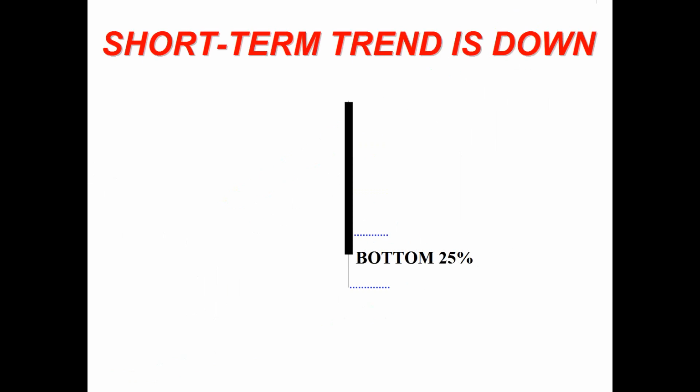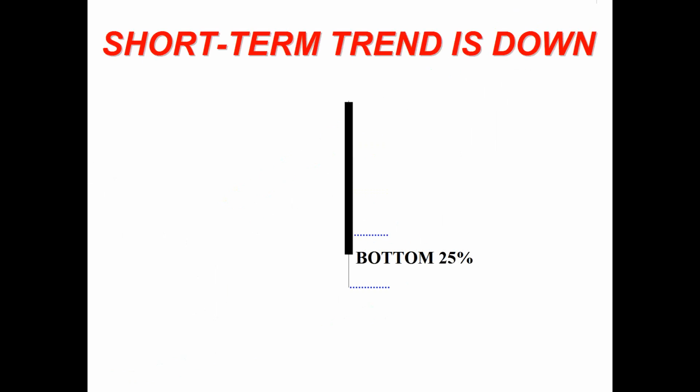Now, conversely, let's look at this bar. Once again, generic bar. We have no idea what market or what time frame because it doesn't make any difference. You want to divide it into 4 separate but equal parts. And if you close in the bottom 25%, what is the market, not me, but what is the market telling you? It's telling you the short-term trend is down.